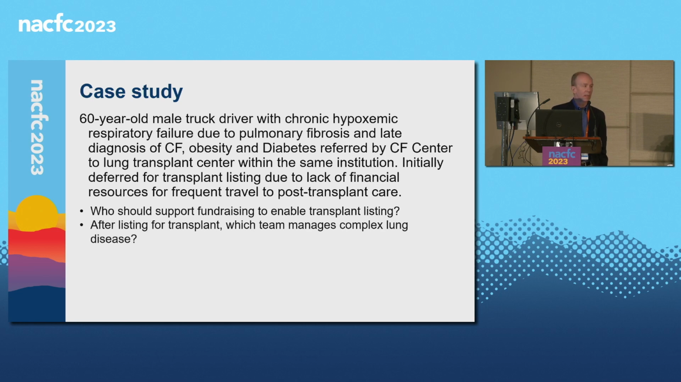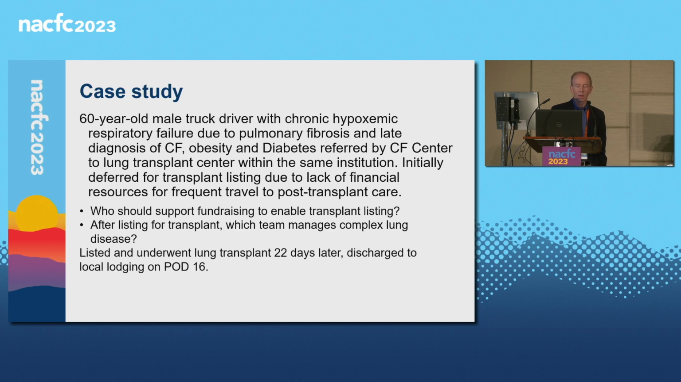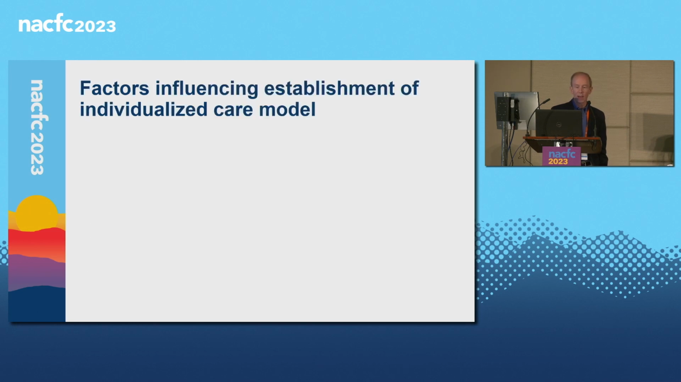After he's listed, which team manages the complex lung disease? Obviously, it's the CF center. He undergoes a transplant 22 days after listing, goes to local lodging on post-op day 16, and then goes home. What should be the role of the CF center? Well, in this case, we're advocating for annual visits to the CF center to see all the multidisciplinary care teams, because the person who oversees the care in the transplant clinic knows about CF.